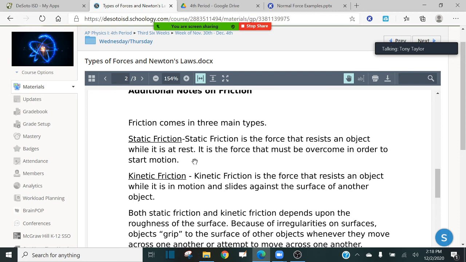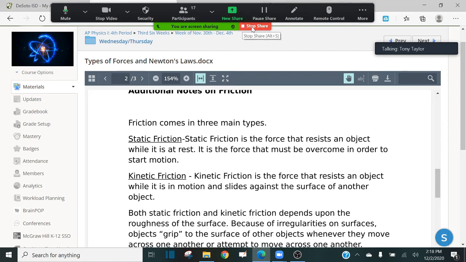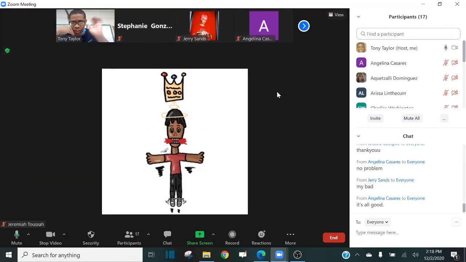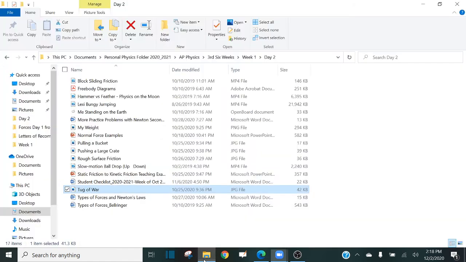Okay. So I'm going to read that again. Static friction is the force that resists an object while it is at rest. It is the force that must be overcome in order to start motion. Let me give you guys an example of what I mean here, just so everybody is clear on the difference between these two, so that whenever you do the assignment later on, you guys have a clear understanding of what I'm talking about.